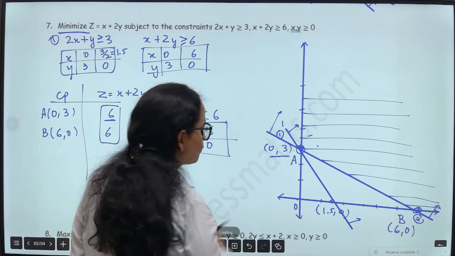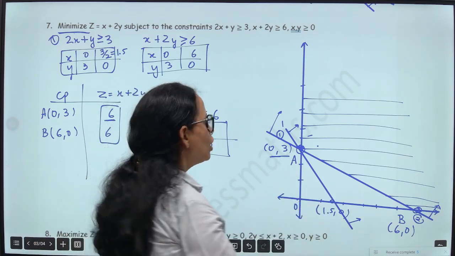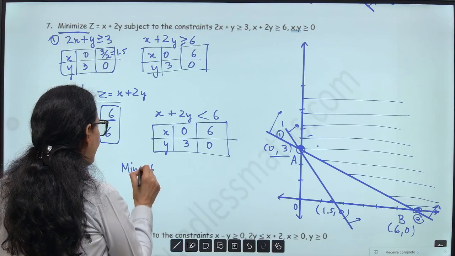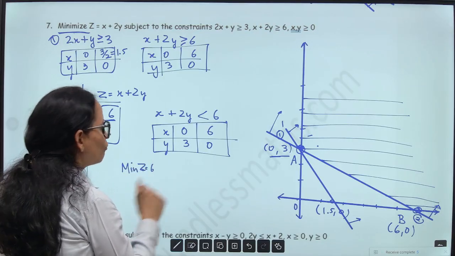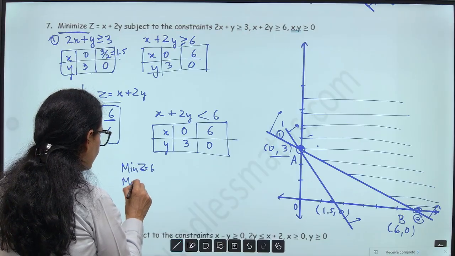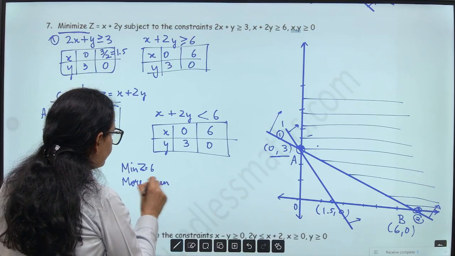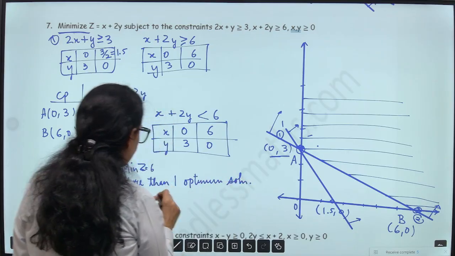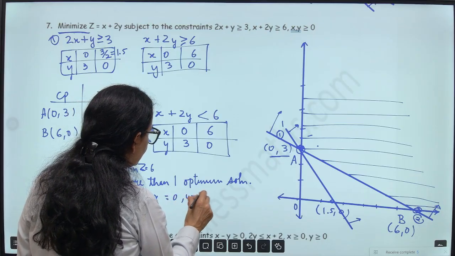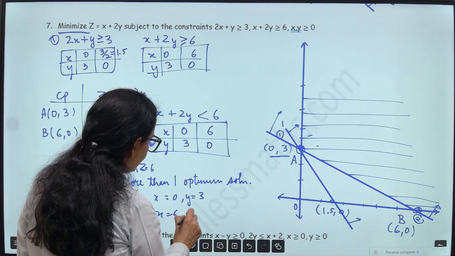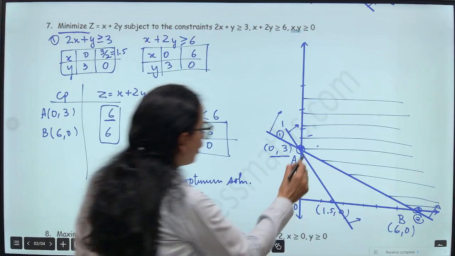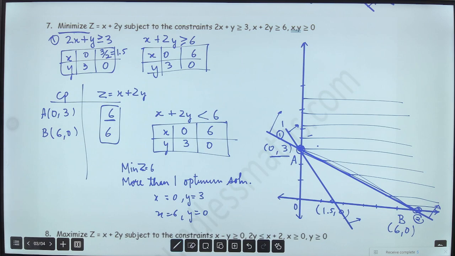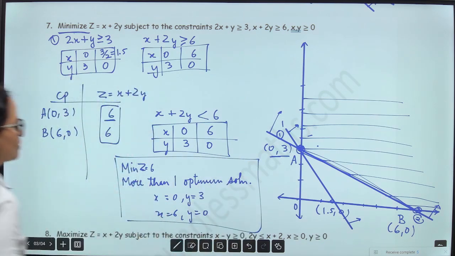So there are 3 scenarios: one solution, infinite solutions and no solution. So there is a solution. The minimum value is 6. Minimum z is 6, but there is no single optimum solution. There are more than one optimum solution. X equals 0 and y equals 3 is one of the solutions. X equals 6 and y equals 0 is also one of the solutions. And all the points on this line segment AB are all solutions for this function. Fine? So there are infinite solutions in this case.